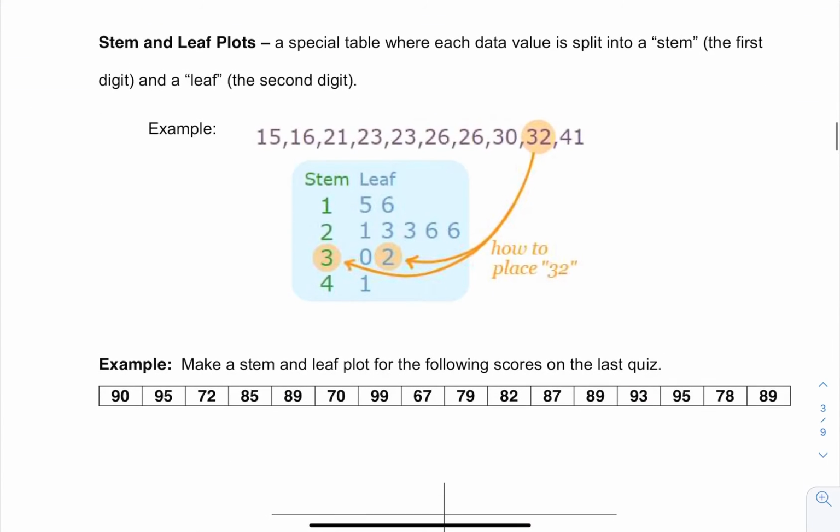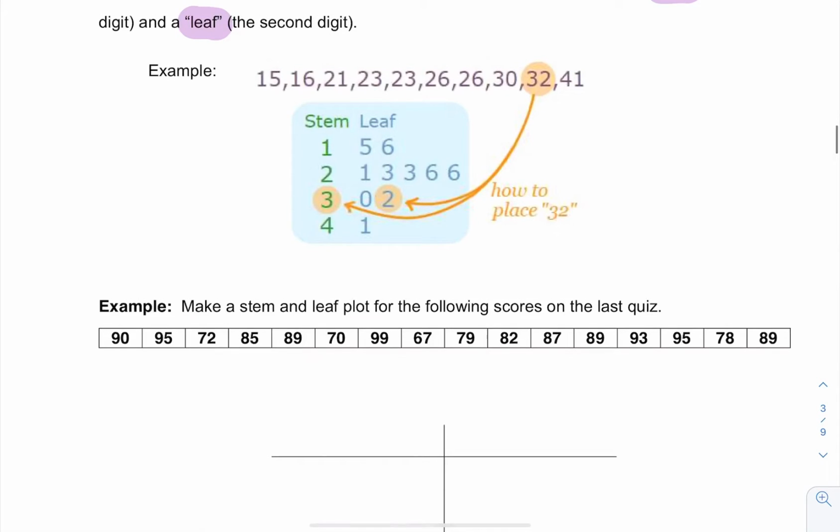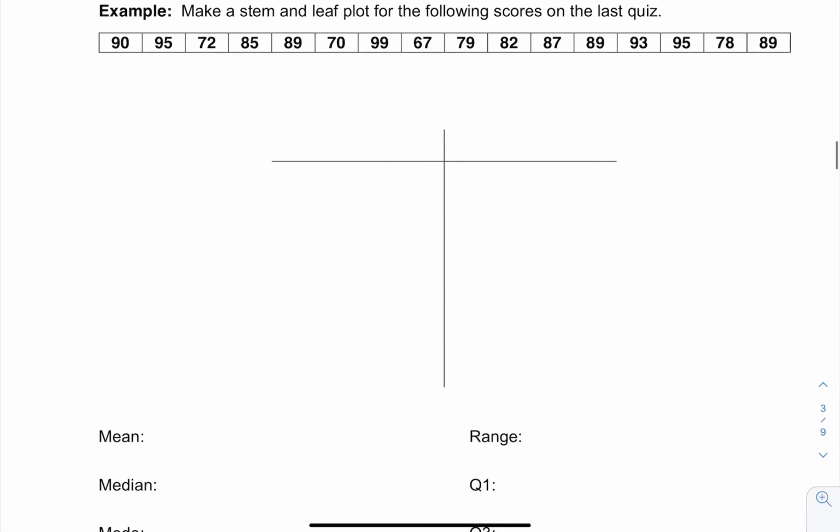So next up, we're going to go with stem and leaf plots. So this is one way that we can display our data, where we split it into, you guessed it, a stem, which is the first digit, and a leaf, which is the second digit. So if I see the number 32, the 3 goes in the stem part, and the 2 goes in the leaf part. So let's just practice making a stem and leaf plot and then describing the data.